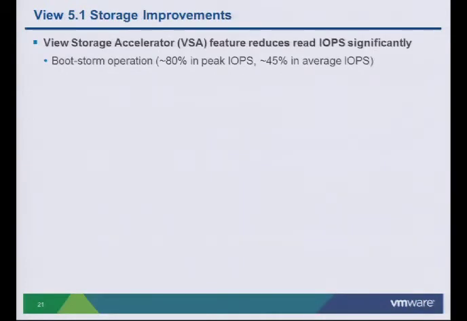Now let's look at some of the storage improvements in View 5.1. So we introduced the View Storage Accelerator feature that reduces the read IOPS quite significantly. What essentially it does is that it can cache the disk blocks, and you can apply this to the OS disk or your user data disk. So we did some experiments, and for boot storm operation, what we found is that it can reduce the peak IOPS by 80% and average IOPS by 45%. So this is quite huge. It can reduce your storage cost or this IOPS requirement for your storage quite dramatically.